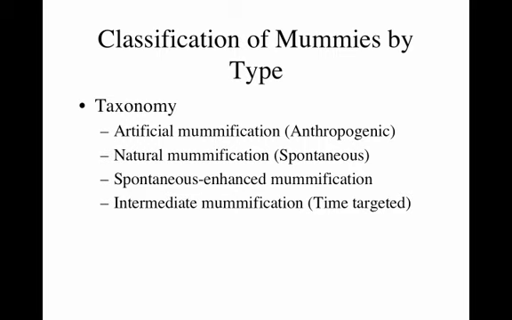Artificial implies that something has been done to the body to make sure that it is preserved. The next classification is the natural mummification, or spontaneous or accidental mummy. These are mummies that are produced by their environment, by a dry crypt, by desert sands. Next are spontaneous enhanced mummifications, which I'll describe in a moment. And finally, intermediate mummification, or time-targeted mummification. You only want the body to last a little while.